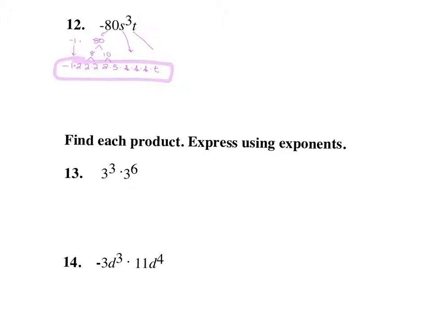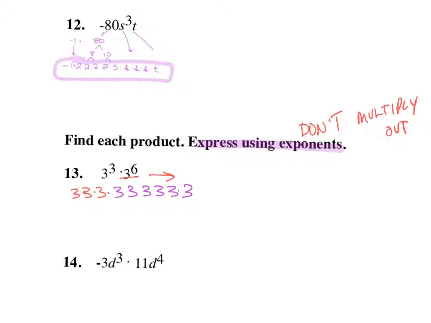Find each product expressed using exponents. It's asking you to express using exponents. So do not multiply it out. Okay? Don't multiply out. They just want expressions. So in this case, this is like saying there are 3 3's being multiplied, and 3 to the 6th, there are 6 3's being multiplied. In reality, you have 3 to the power of 1, 2, 3, 4, 5, 6, 7, 8, 9. That is what they're looking for, the expression using exponents.